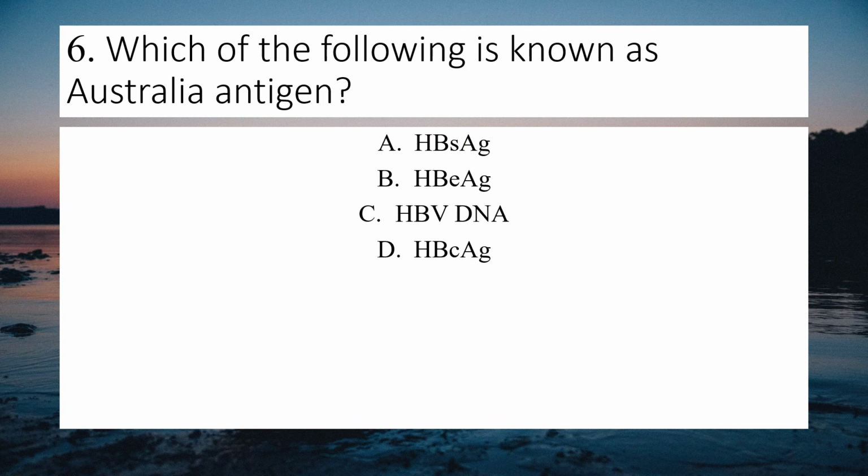Question 6. Which of the following is known as Australia antigen? Option A, HBsAg, option B, HBeAg, option C, HBV-DNA, or option D, HBcAg. Australia antigen. The correct answer is HBsAg.